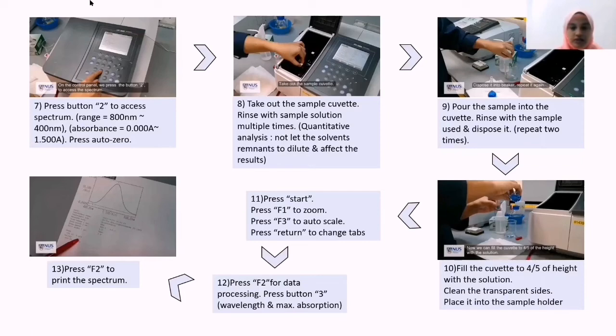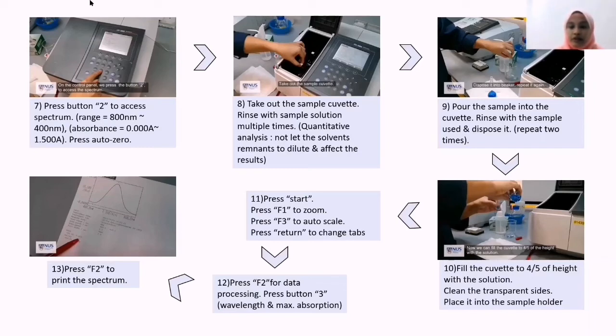Next is to take out the sample cuvette and rinse it with the sample solution multiple times. We must not let the solvent's remnants dilute and affect the result. Number 9 is to pour the sample into the cuvette, rinse it with the sample used and dispose of it, and it must be repeated 2 times.